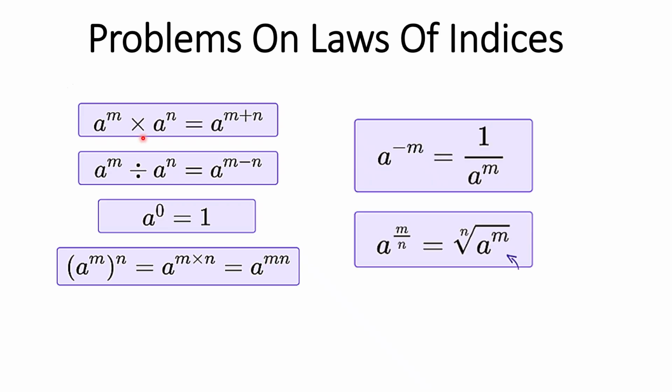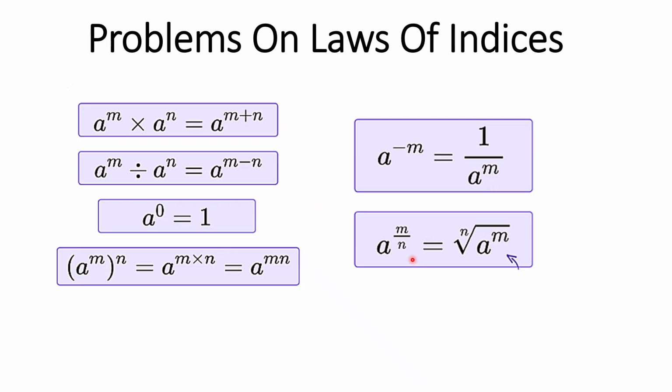Next we have the inverse indices law, or you can say negative indices. So a to the power minus m. What you will do is take the inverse of it, so it will become 1 divided by a to the power m. Now the negative power will become positive. Why? Because we are taking an inverse over here.